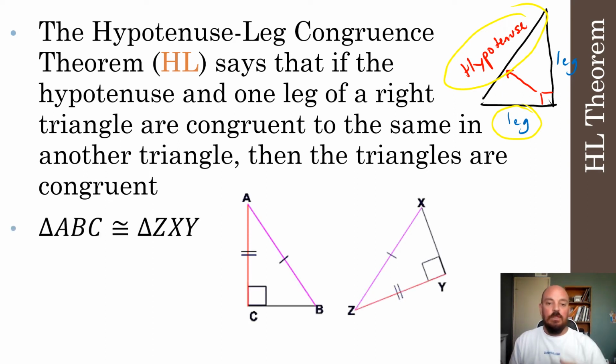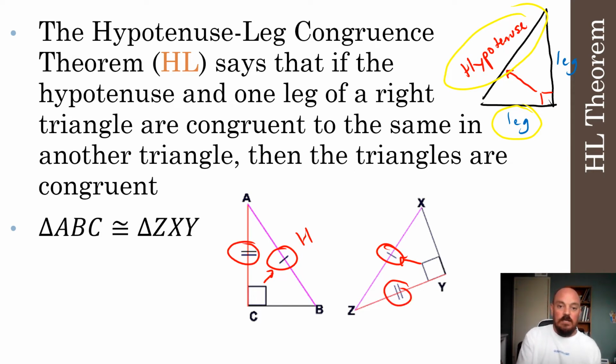And here's a picture of the HL theorem. So in this picture right here, we have triangle ABC, and then we have triangle XYZ. And what you notice is, number one, they're both right triangles. Angle C and angle Y have the little box in them that shows you they're right triangles. And then number two, the hypotenuse is the same. Remember, hypotenuse is opposite the right angle. And it's the same. One mark here, one mark here. So that's your H. Then we have another side. Doesn't matter which one. This side here, congruent to this side here, that's your L. So you could say that the triangles are congruent by HL.